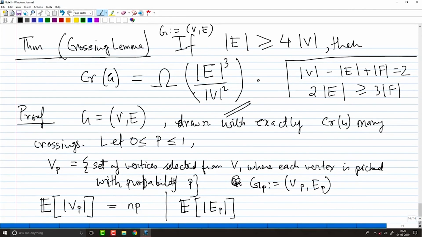An edge is being picked. So when will an edge be picked? Both the vertices are being picked. What is the probability that both the vertices are picked? p square. So on expectation, how many edges will I pick? So I get this graph GP, which is a random graph.